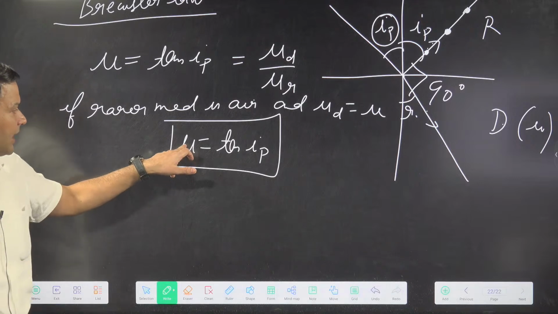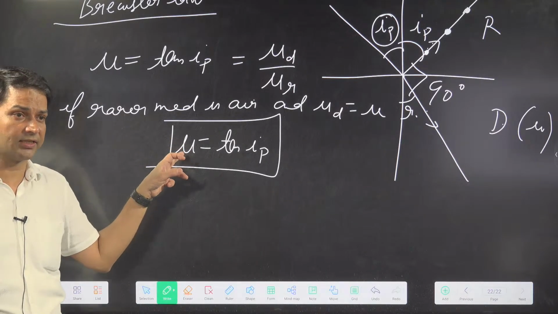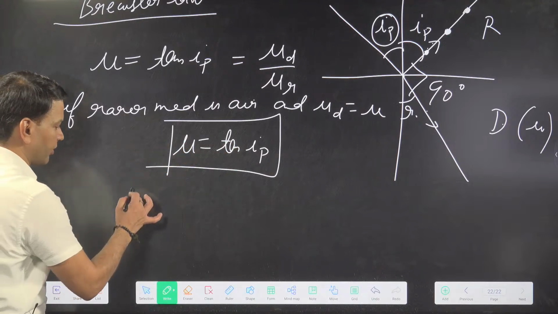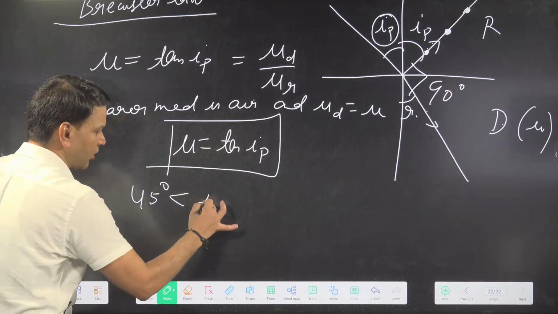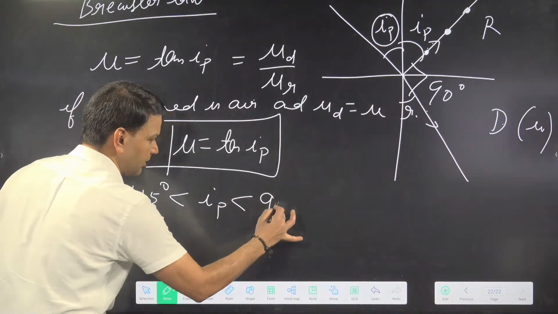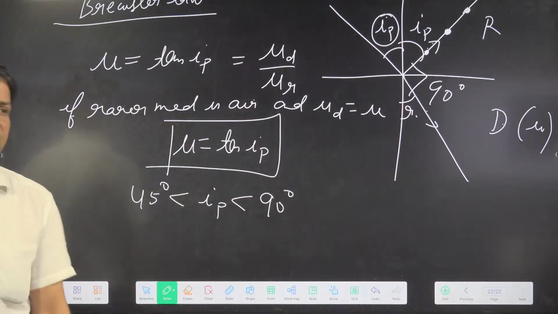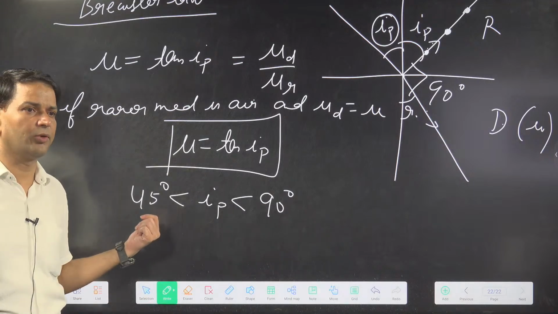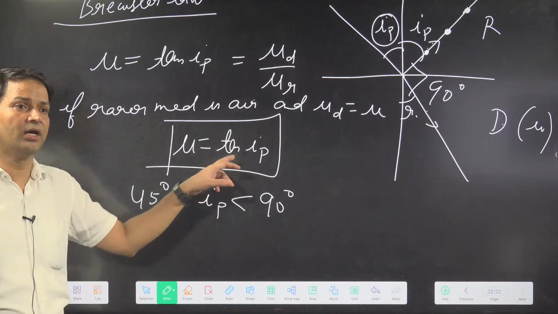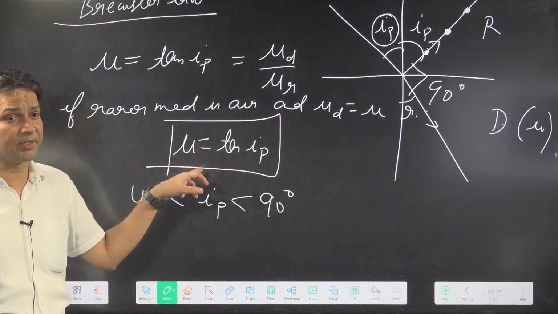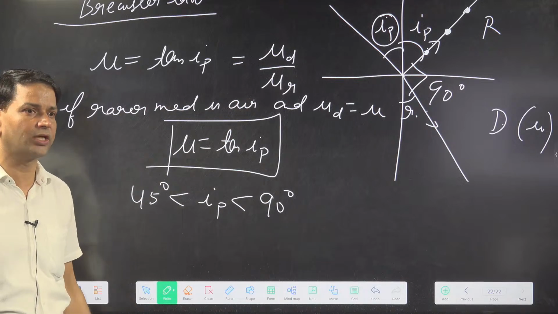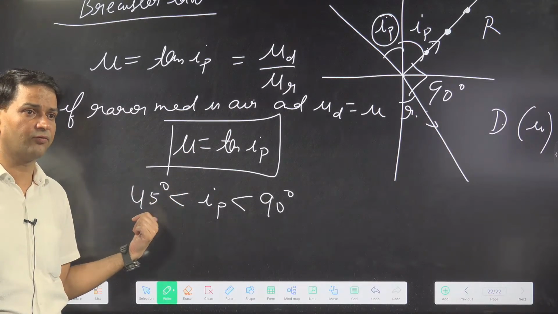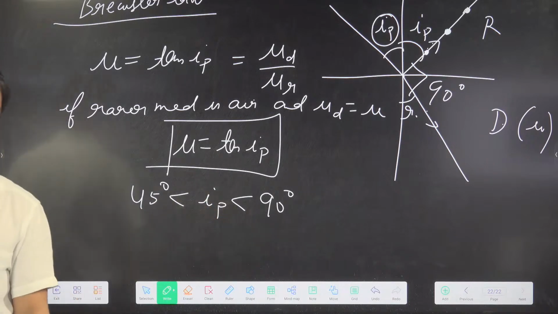We know that the denser medium refractive index is always greater than 1, so tan IP will always be greater than 1. So the polarizing angle will always be greater than 45. This is the range of the polarizing angle: always greater than 45 and less than 90, because tan 90 is infinity. Why? Tan 45 is 1, but it is a denser medium, so the refractive index mu will always be greater than 1. So it will always be greater than 45 up to 90. This is the range of the polarizing angle.